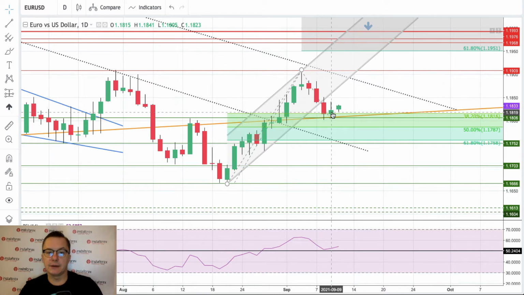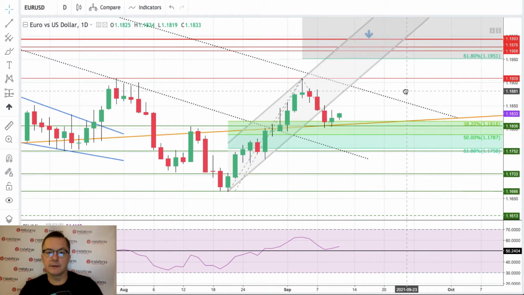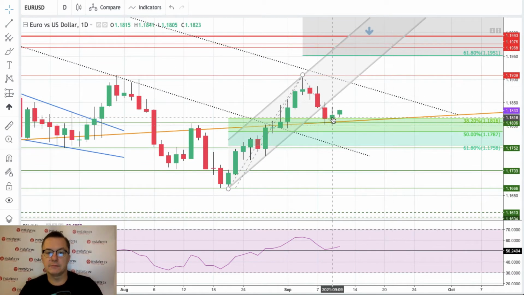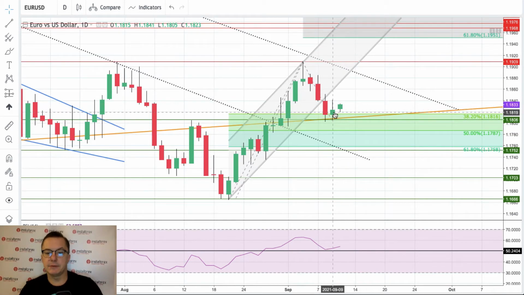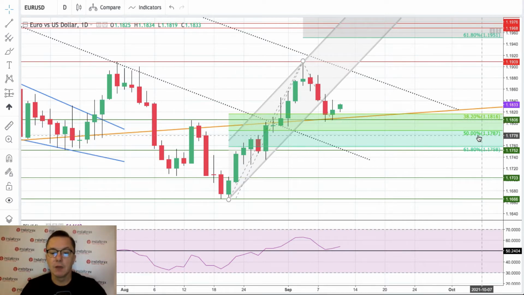High was 1.1841, low was 1.1819. So apparently not much volatility, and today we are just trading steadily a little bit to the upside. Maybe we will test yesterday's high at 1.1841 to see whether there is supply or not, and the bulls will make a decision whether they should break to the upside or reverse back into the level of the 38% of the Fibonacci retracement, or even 50% of the Fibonacci retracement. So we will see soon.